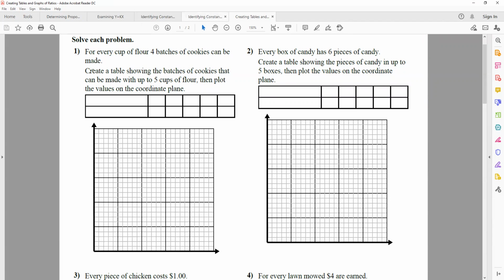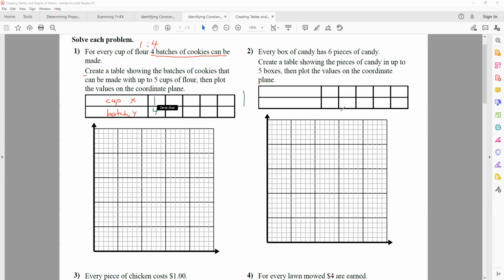So if you look at the question, every cup of flour, 4 batches of cookies can be made. So basically the ratio is 1 cup to 4 batches of cookies, like that, okay? Create a table showing the batches of cookies up to 5 cups. So the top one will be my cups. Oh yeah, I know how to do this. Okay, and then that will be batches, right? So that would be 1. Yeah, go ahead and do that.